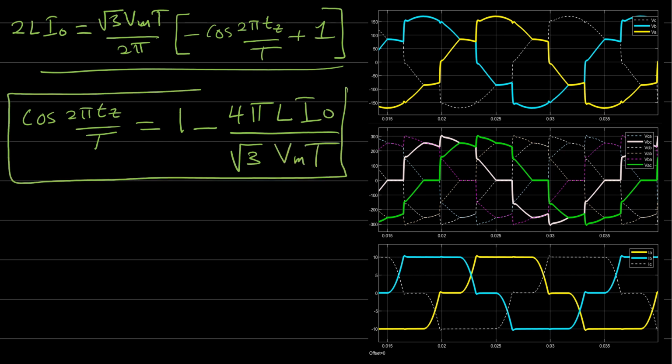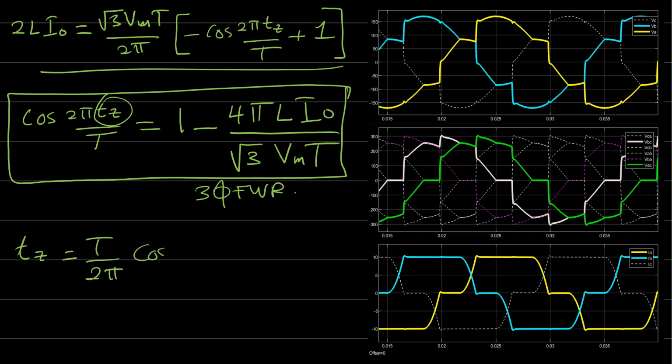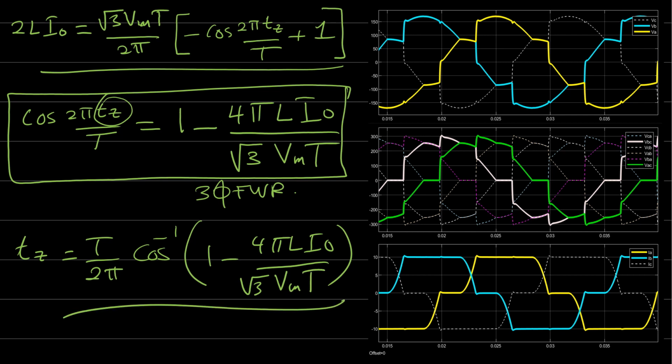We can use this equation to find the commutation time in a three-phase full wave rectifier. So we can say that Tz is equal to T over 2 pi cosine inverse of 1 minus 4 pi L i out over the square root of 3 times V maximum times T. And this is the commutation time.